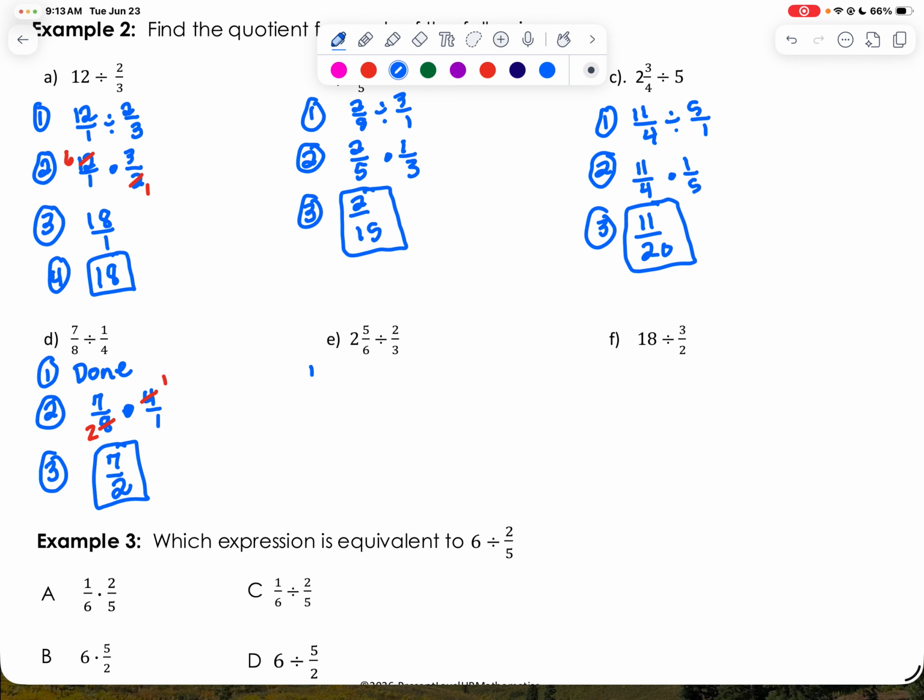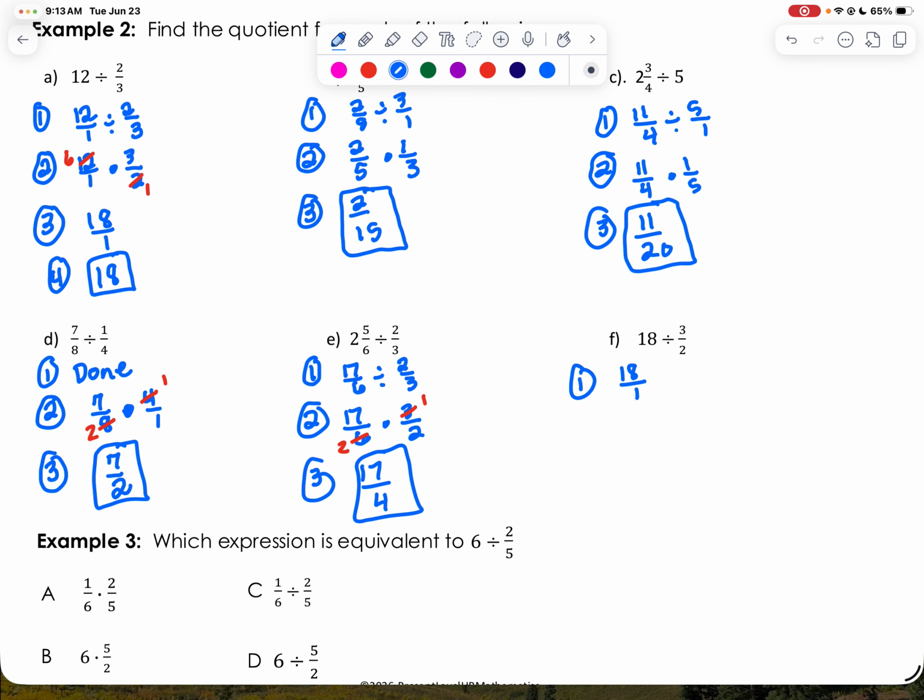All right, welcome back. For problem E, I rewrote 2 5/6 as 17/6 divided by 2/3. And then I multiplied by the reciprocal. So 17/6 times 3/2. 3 divided by 3 is 1. 6 divided by 3 is 2. So 17 times 1 is 17. 2 times 2 is 4. So 17/4.